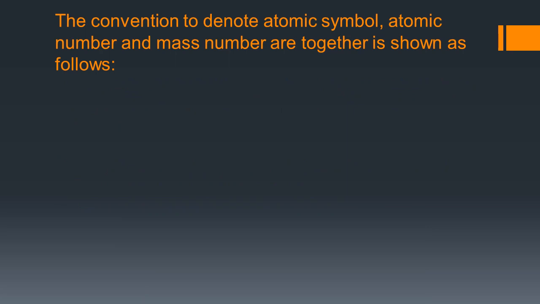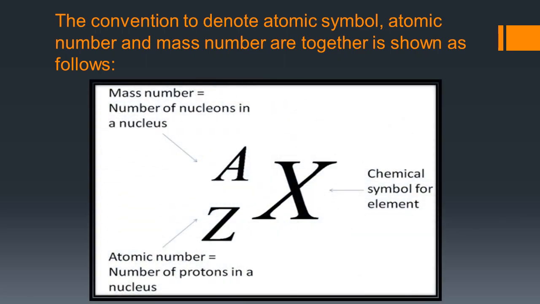The convention to denote the atomic symbol, atomic number and mass number together is shown as follows. Students, here X is the chemical symbol for an element, and the number on the upper side of X is the mass number. Mass number means the number of protons plus neutrons, the nucleons, and Z denotes the atomic number, that is, the number of protons only in a nucleus. So Z means only protons and mass number A means protons plus neutrons.